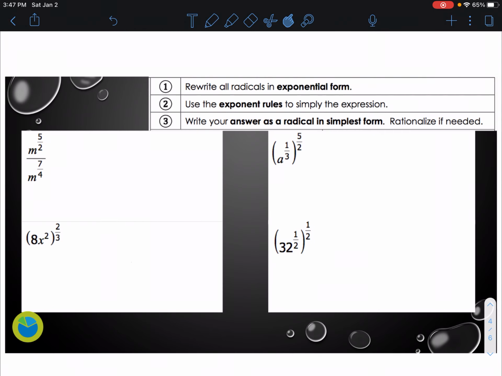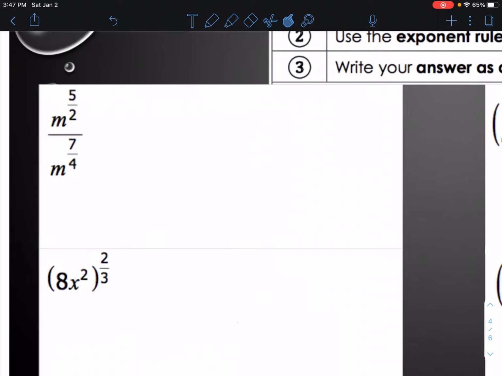Okay, so again, a couple other things. Rewrite all radicals in exponential form. You'll notice none of these here have radicals again, so that won't apply. That will be on the next one.